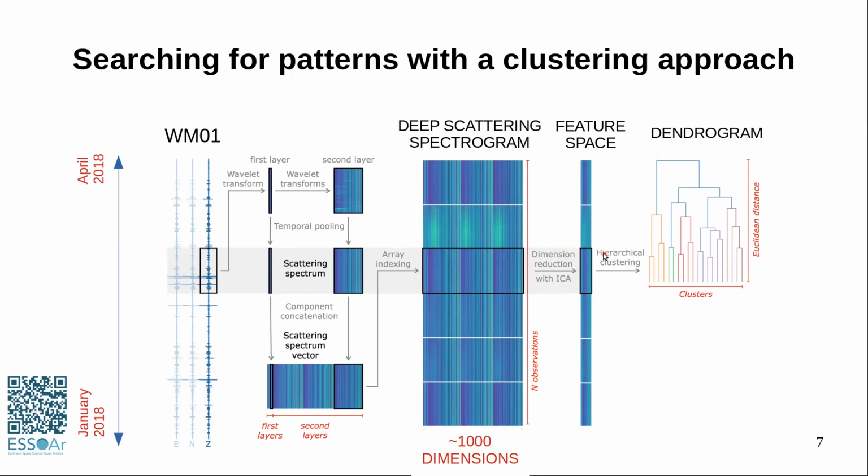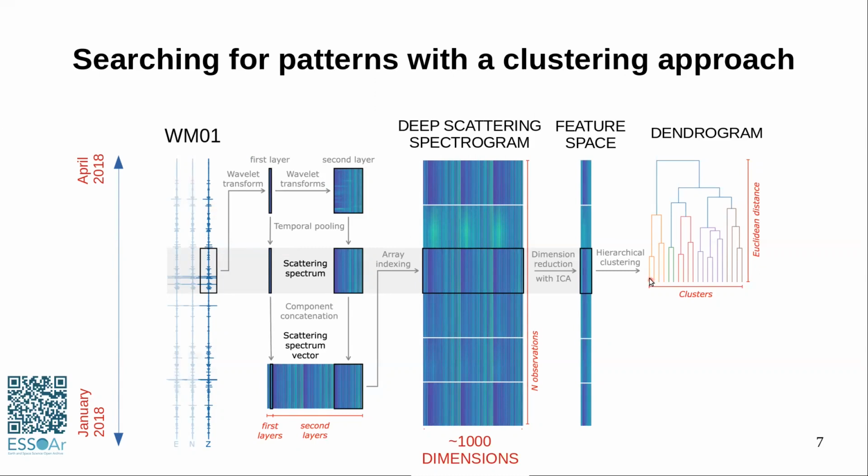And then in this feature space, we perform hierarchical clustering and retrieve the dendrogram. So the dendrogram is the reason why we go for hierarchical clustering, because it gives a tool to explore the data and identify a pattern related to the freezing process.